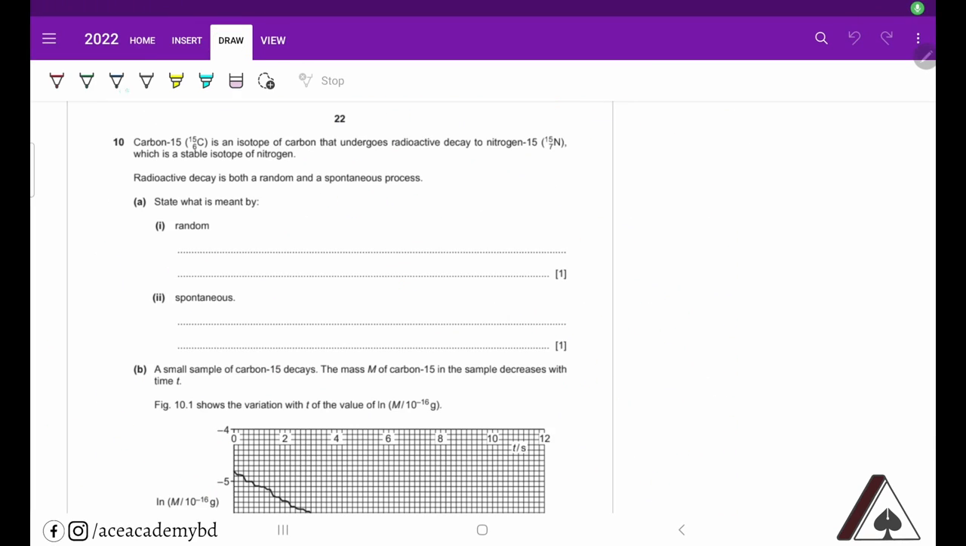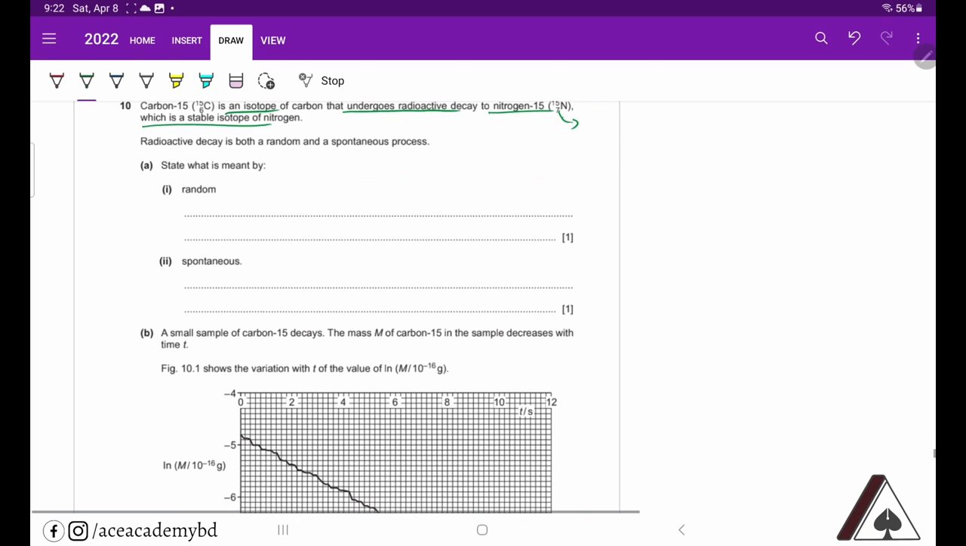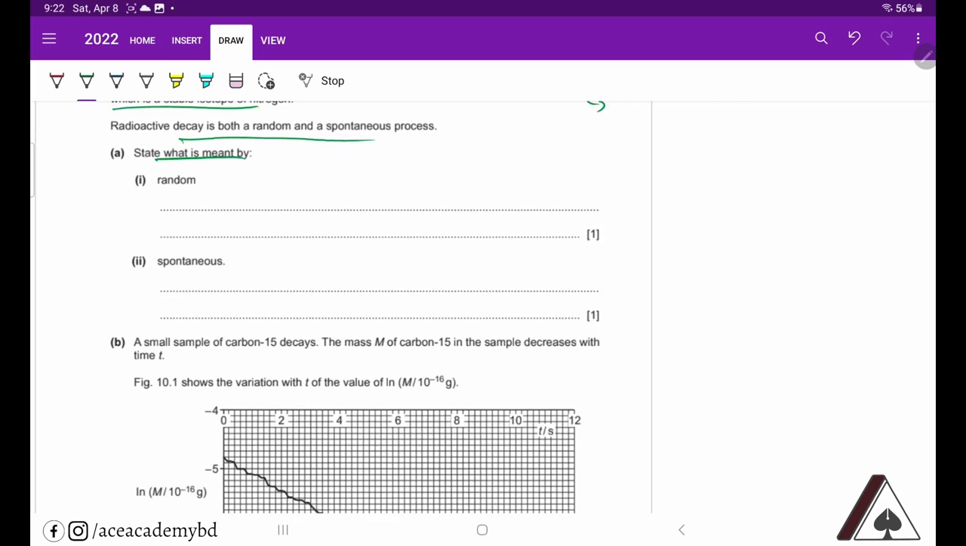Okay, our last question. We can see this is from nuclear physics. So let's read the last question. It says carbon-15 is an isotope of carbon that undergoes radioactive decay to nitrogen-15, with 15 as the mass number and 7 as the proton number, or the atomic number. Then, radioactive decay is both a random and spontaneous process. State what is meant by random.